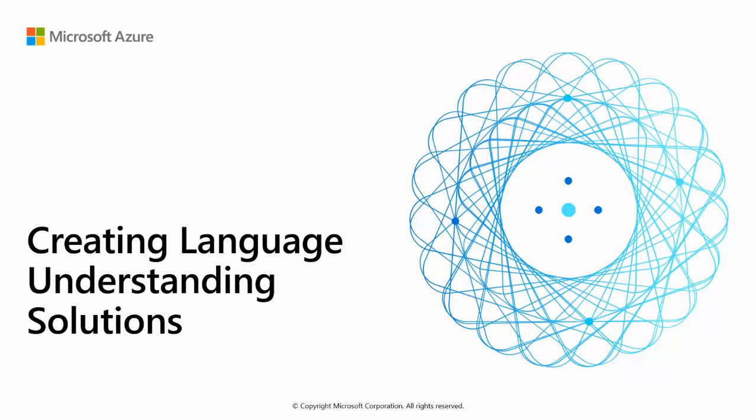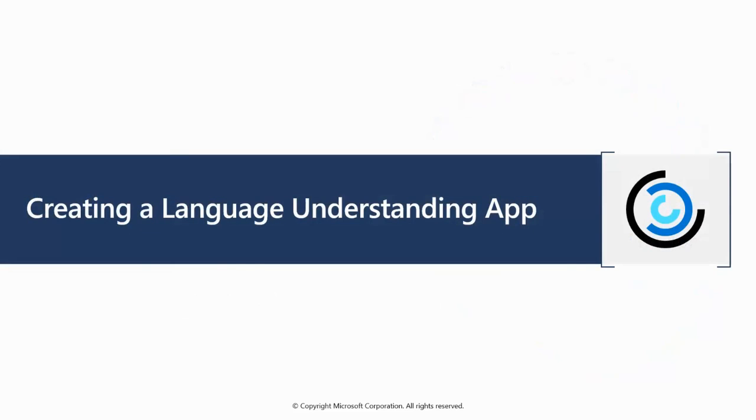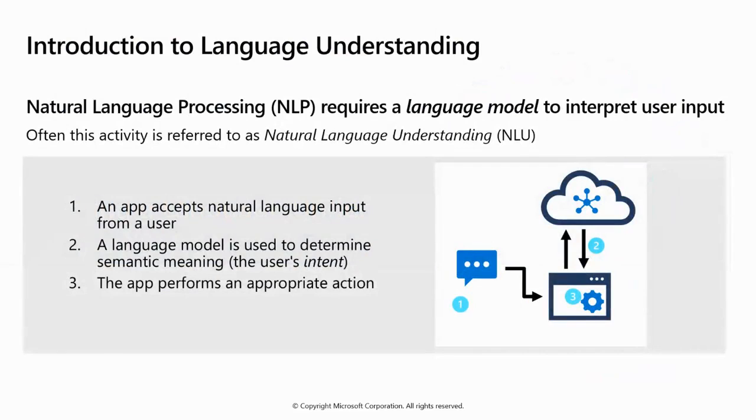Now, let's talk about creating language understanding solutions. Our agenda will be, first of all, creating a language understanding app, and then how to publish and use this language understanding app. Okay, so let's start. Natural language processing, also known as NLP, is a common AI problem in which software must be able to work with text or speech in the same way that a human user would write or speak.